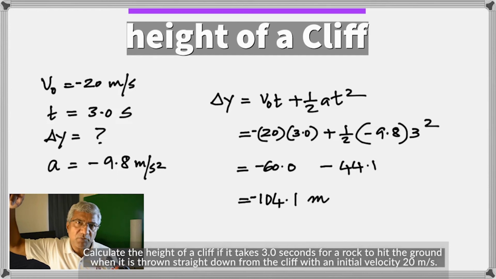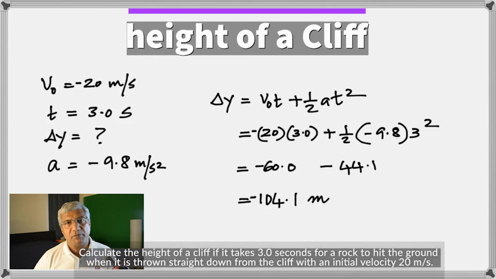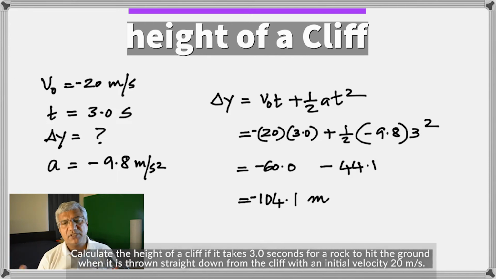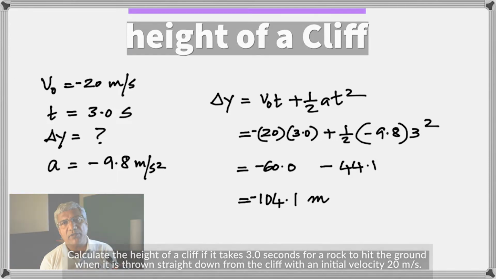So it actually moved down. That's why we got a negative number. But when you're asked for the height of something, don't give it as negative. Just say it's 104.1 meters.